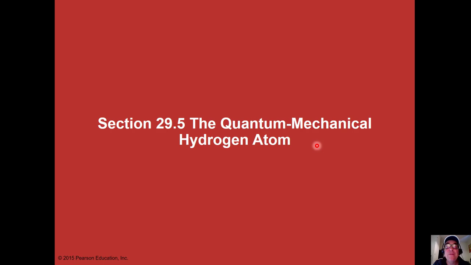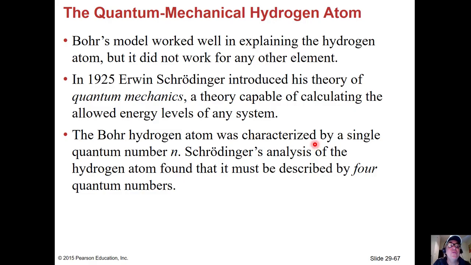So next section, quantum mechanical hydrogen atom. Bohr's model worked well in explaining the hydrogen atom, but did not work for other elements. So hydrogen is a good place to start because it's the simplest. Once you start adding more protons, more neutrons, more electrons, things become more complicated. And it was 1925, so 100 years or so, Schrödinger introduced the theory of quantum mechanics, capable of calculating the allowed energy levels in any spectrum. So this is sort of a thing where we know how to do it, but the underlying idea of why this is happening still hasn't really been found.